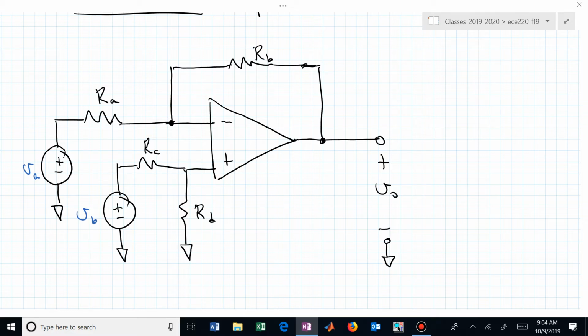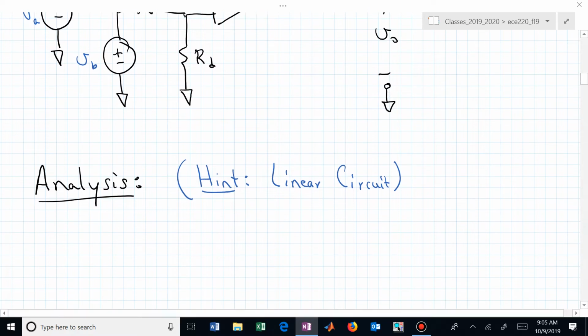Superposition. Can we apply superposition to this? We have two independent sources. Let's look at them individually and then add up the result from each of those contributions that are provided to us separately. So that's what we want to do.